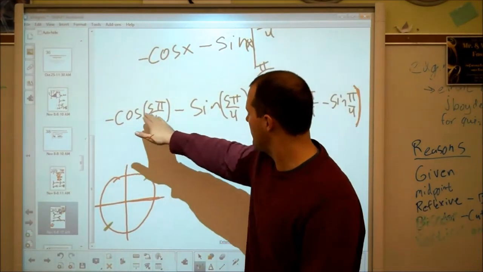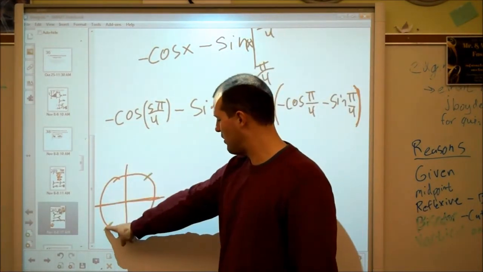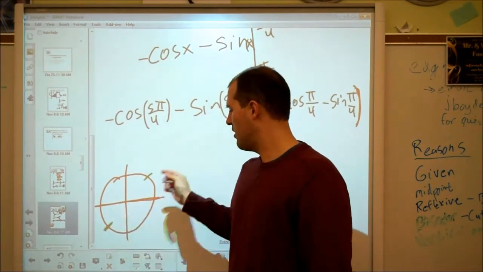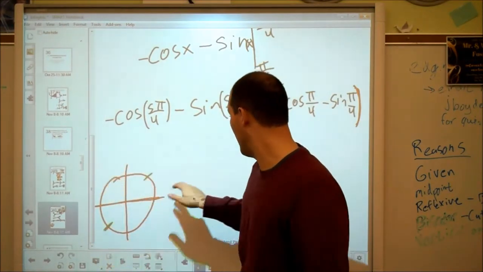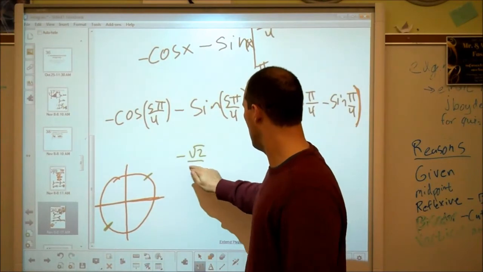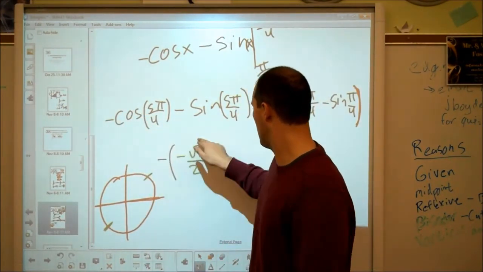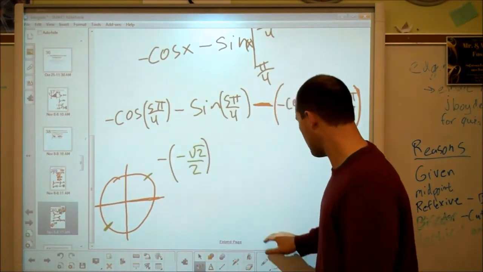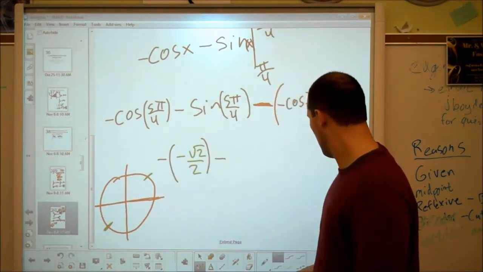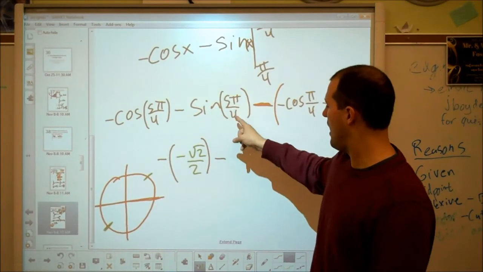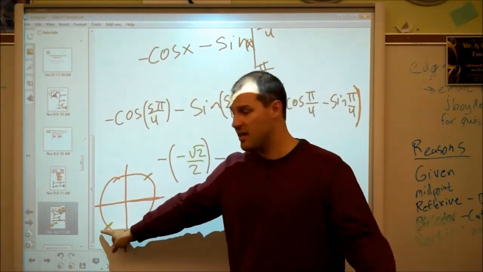I'm going to do cosine of 5 pi over 4. 5 pi over 4 is down here, to the left, so it's a negative. So negative root 2 over 2. And don't forget this negative right there. Let's go to the next chunk. Minus sine of 5 pi over 4. Down here, again, it's negative root 2 over 2.